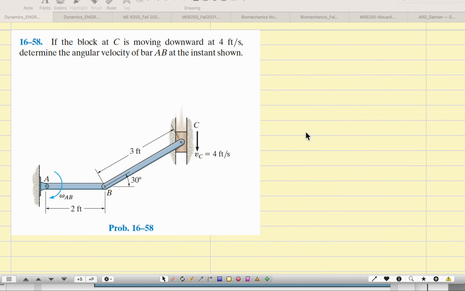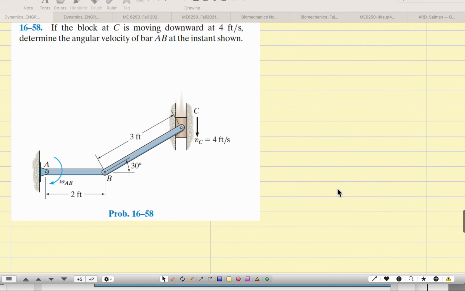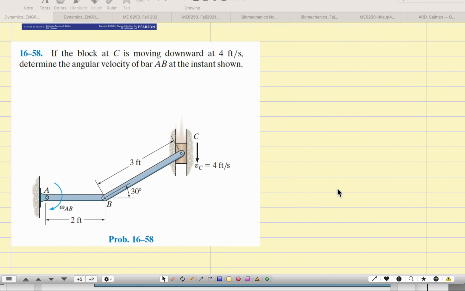If the block at C is moving downward with a velocity of 4 feet per second, determine the angular velocity of bar AB. So let's go slowly. If we use this equation, first of all, let's find out how we can find the angular velocity of the link AB.